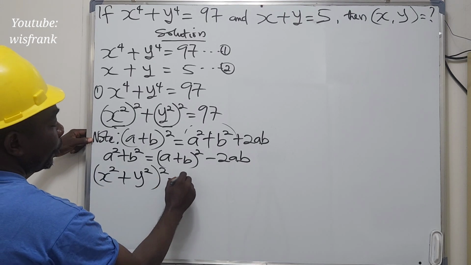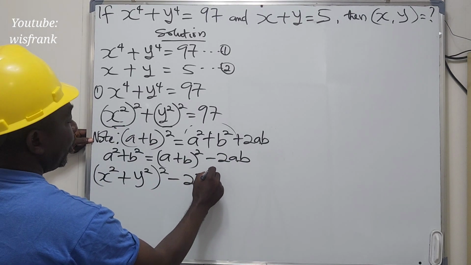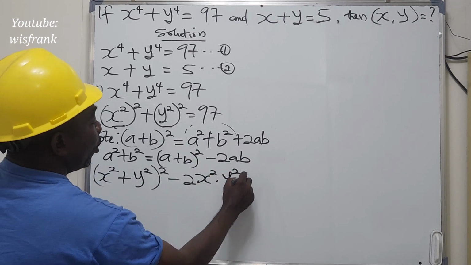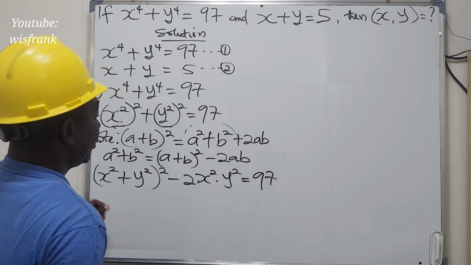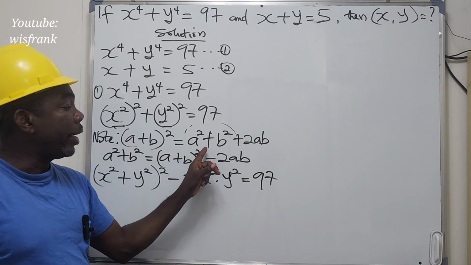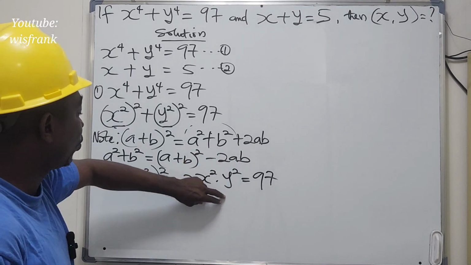Then minus 2 times a. Our a is x to the power of 2 times b. Our b is y to the power of 2, all equals 97. So that is why we're making a to the power of 2 plus b to the power of 2 the subject of this expression. So this is what we have.